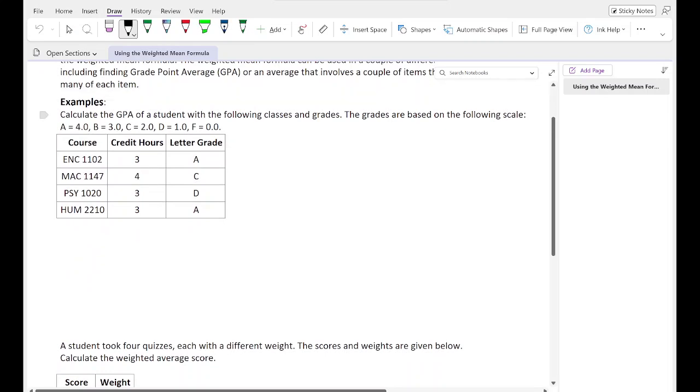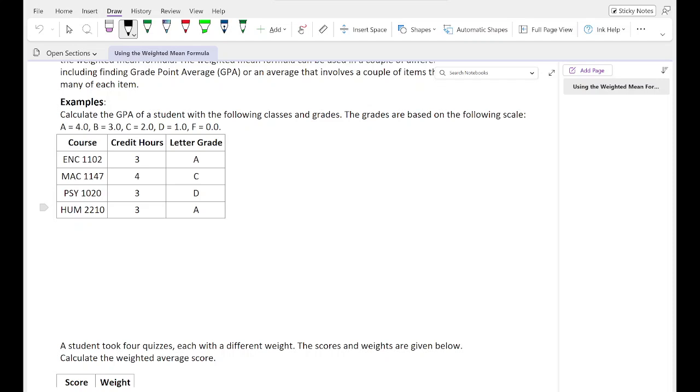We're going to calculate the GPA of a student with the following classes and grades. The grades are based on the following scale, which is typical of what you'll find in colleges. A is worth 4, B is worth 3, C is worth 2, D is worth 1, and F is worth 0. I'm not doing the plus or minus, I'm just doing the standard A, B, C, D, F grading scale. So we have someone with ECN 1102, 3 credit hours, and they got an A. MAC 1147, 4 credit hours, they got a C. PSY 1020, 3 credit hours, they got a D. And then HUM 2210, 3 credit hours, they got an A.